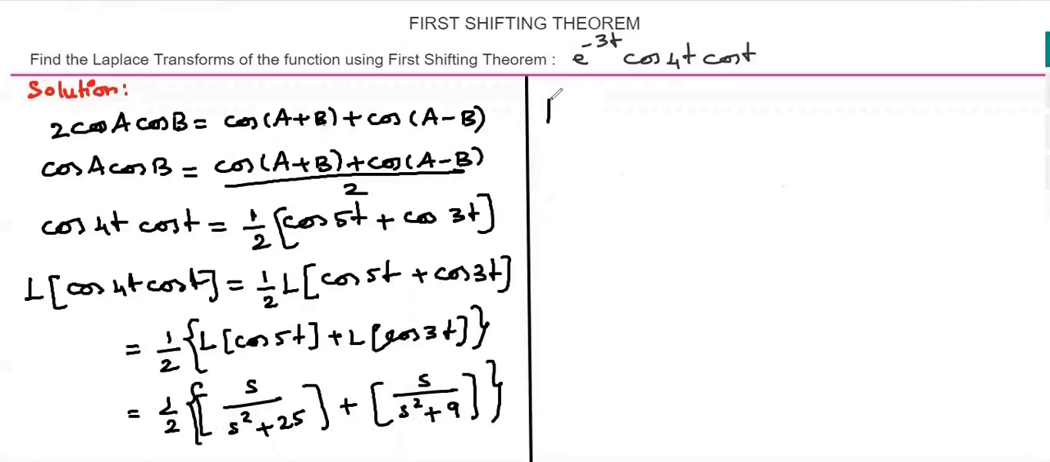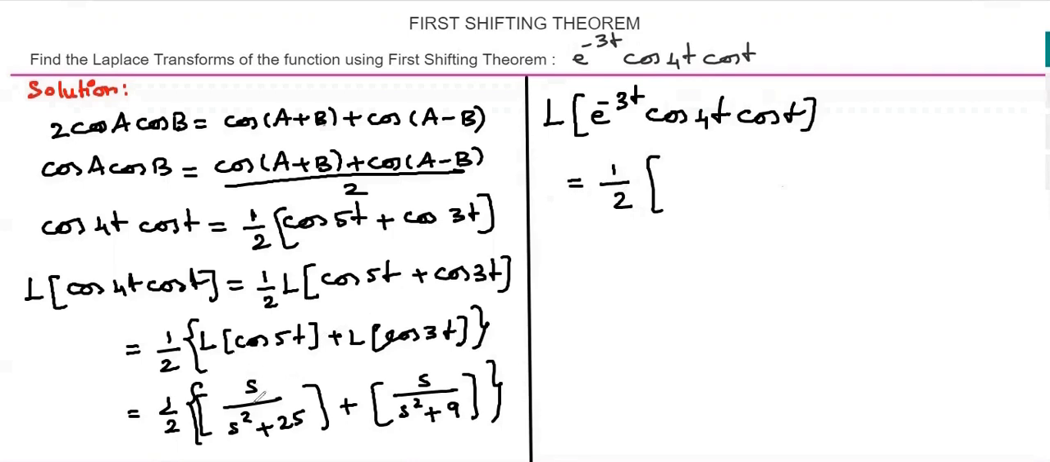So now I'm just using the shifting theorem. I can shift this e to the power negative 3t inside the bracket of the previous answer. So it is cos 4t cos t equals, see, this half will be there as it is. Now wherever I'm having s, as I taught you when I started the video, I have to raise this s. See, this e has a negative power, the coefficient of t is minus 3. So you have to raise s plus 3. Wherever you are having s, just substitute s plus 3 there.